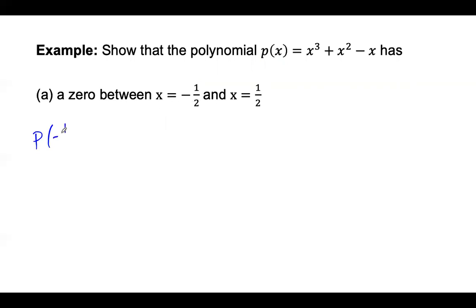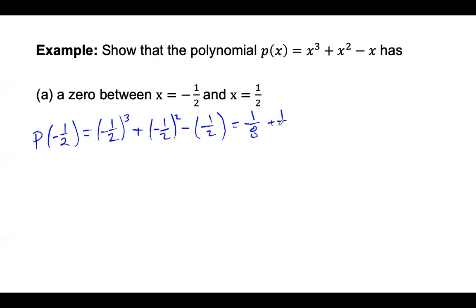We can start to plug in the values of x into this polynomial. So at -1/2, we plug it in and we compute this. So (-1/2) cubed plus (-1/2) squared minus (-1/2). And we just do some arithmetic here. And we can compute this, and this is 5/8, which is greater than 0.